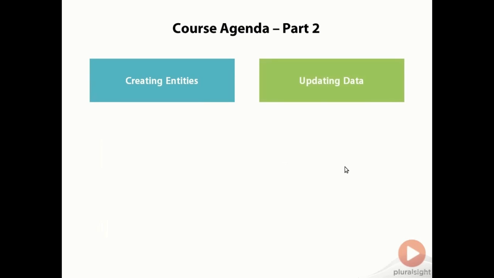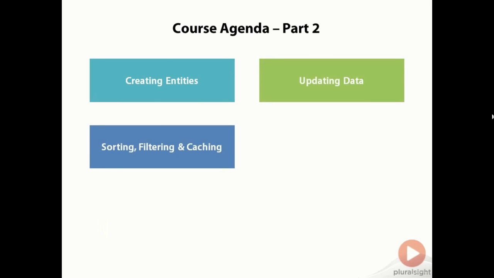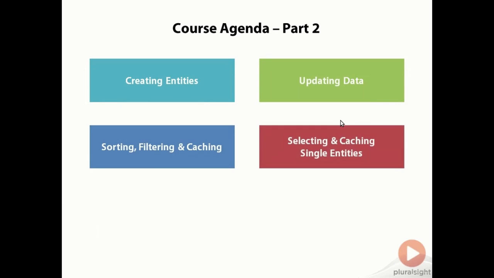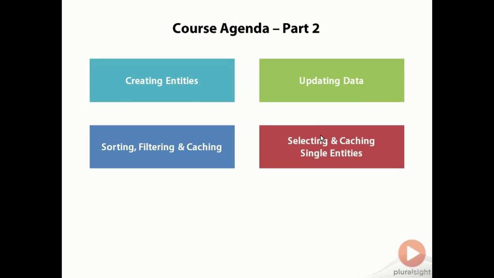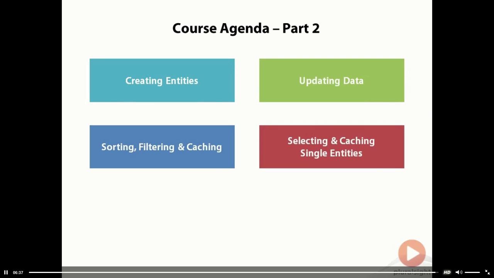In the next module, we'll implement the user profile page, which will teach us all about updating data with the MEAN stack. The next module will be a list page, which we will use to learn about sorting, filtering, and caching data. And in our last module, we'll implement a details page, which will teach us about selecting and caching single entities. At this point, we will have a complete application that will have all the pieces of a real application and could easily be used as a starting point for any kind of application with relatively few changes.